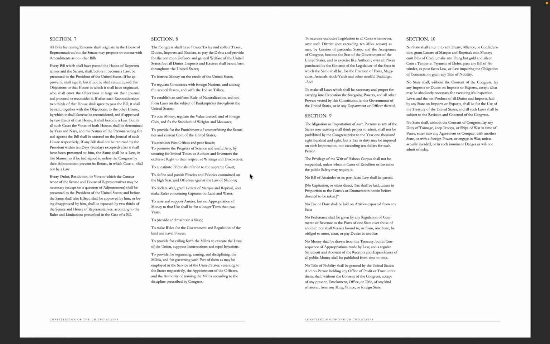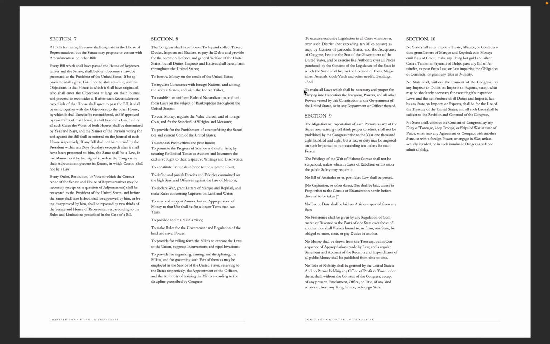On Section 8, continued, over here, it says that Congress is the seat of government of the United States, because the framers originally wanted the legislature to be the most powerful branch, but as time went on, the executive took on that role.